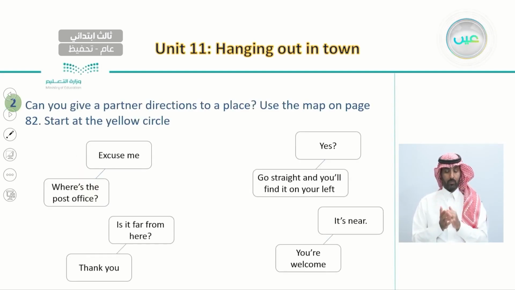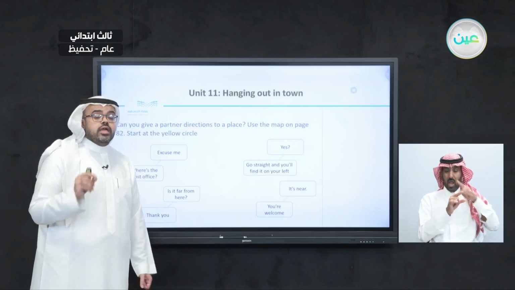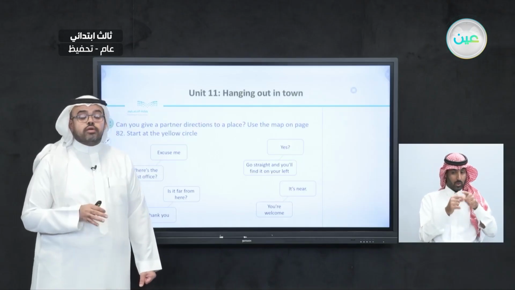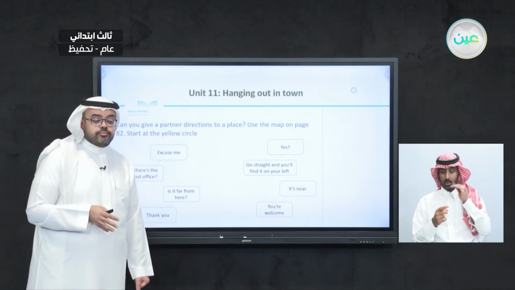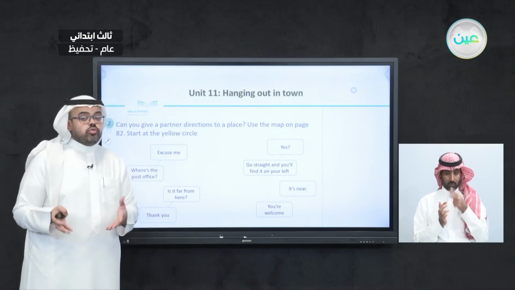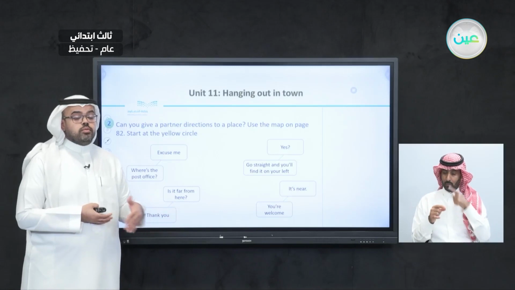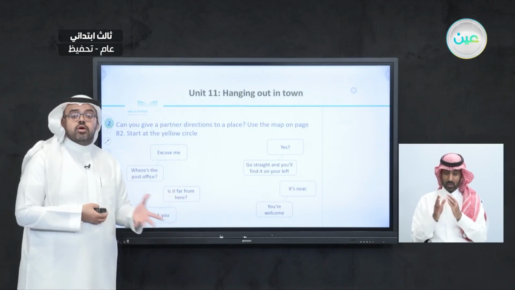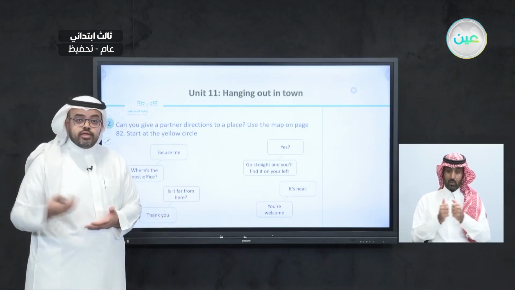On page 83, we have another exercise for giving directions. Our question here says, can you give a partner directions to a place? Use the map on page 82, start at the yellow circle. In your books, you will see a yellow circle where you can start your answers. You can do this with your partner, whether it's your classmates, a family member, or friends.